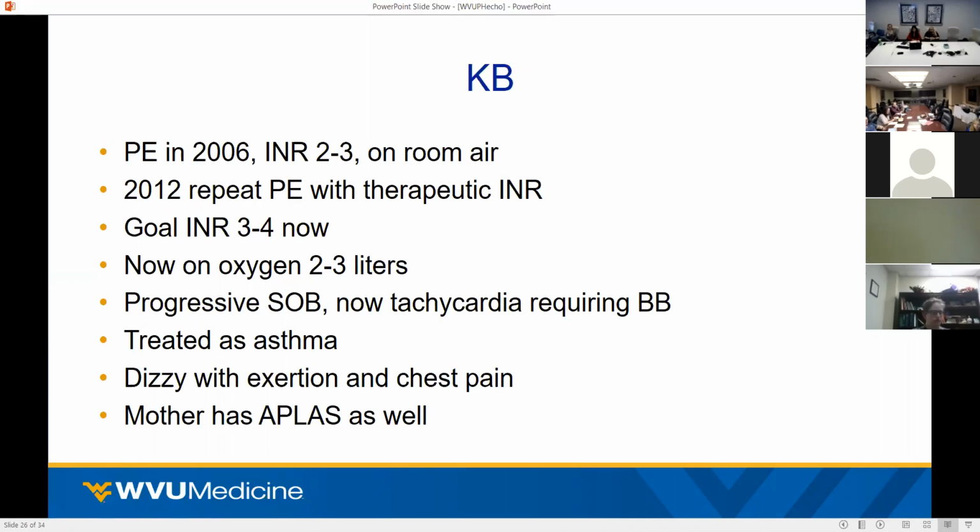So she had a PE in 2006, and at that time her INR was 2 to 3 and she was on room air. But then she had a repeat PE in 2012 despite a therapeutic INR. Now they're running her INR 3 to 4, and she's on oxygen, 2 to 3 liters, and she's had progressive shortness of breath, now tachycardic regarding beta blocker. Because she was short of breath, they treated her as asthma, but she was dizzy with exertion and had chest pain, which doesn't really go along with asthma. And the mother has APLAS as well.